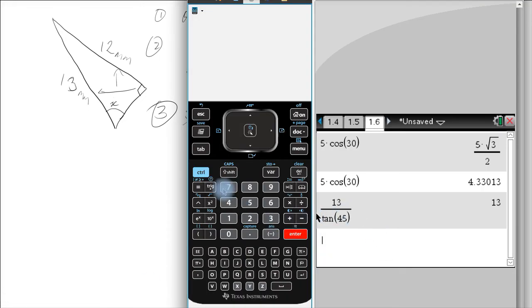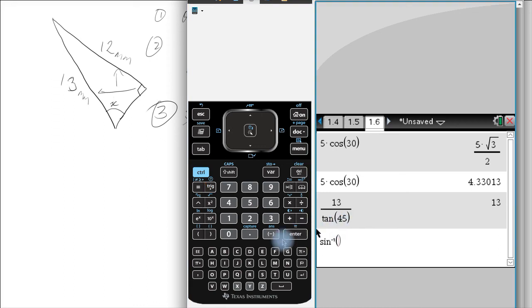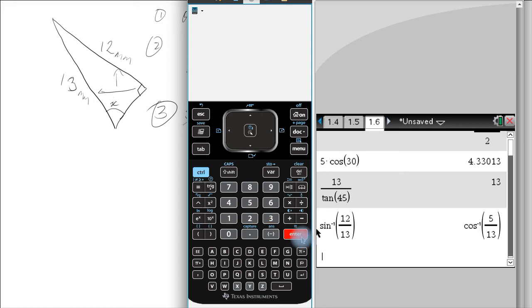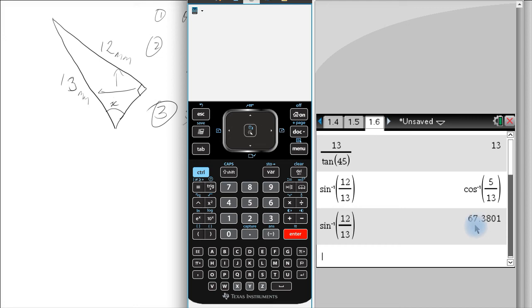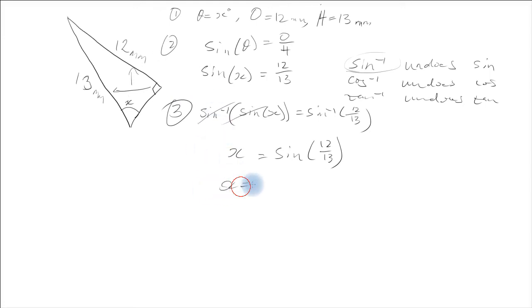So here in trig, we're looking for inverse sine. There it is. And we're doing a fraction. 12 on 13. And I want the exact answer of 60. The approximate answer is 67.4. So x equals 67.4, and that's in degrees.